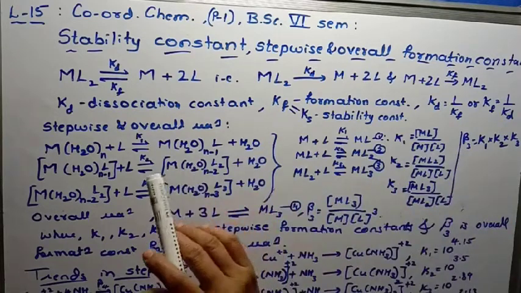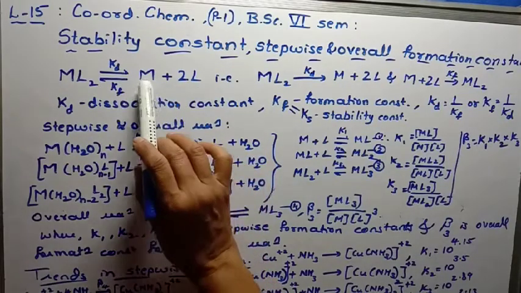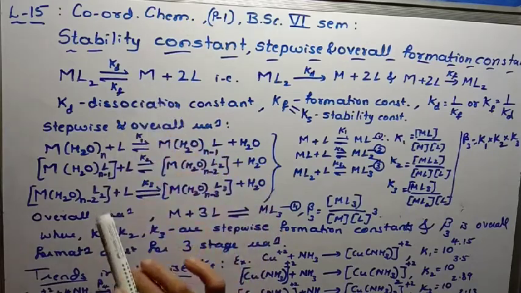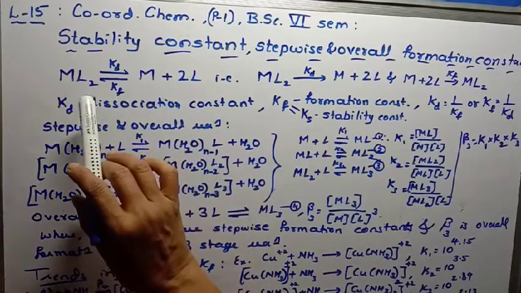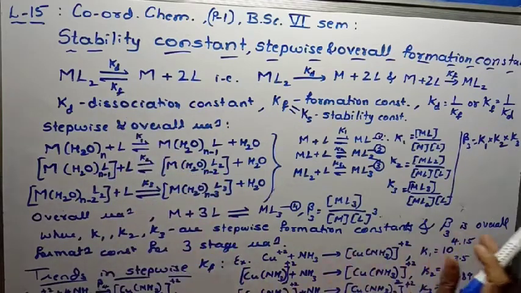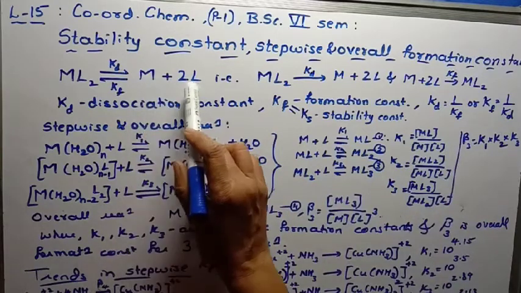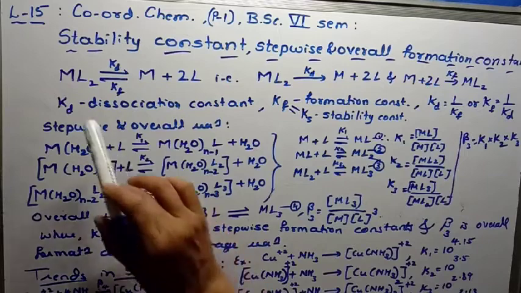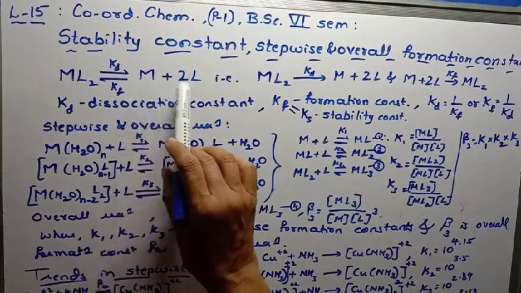It is a very weak electrolyte, which dissociates to a very small extent into its constituent ions, atoms or species. So the degree of dissociation in metal complexes is very small. That means they dissociate only very slightly into their constituent species. For example, ML2 is a complex which dissociates into M and 2L.